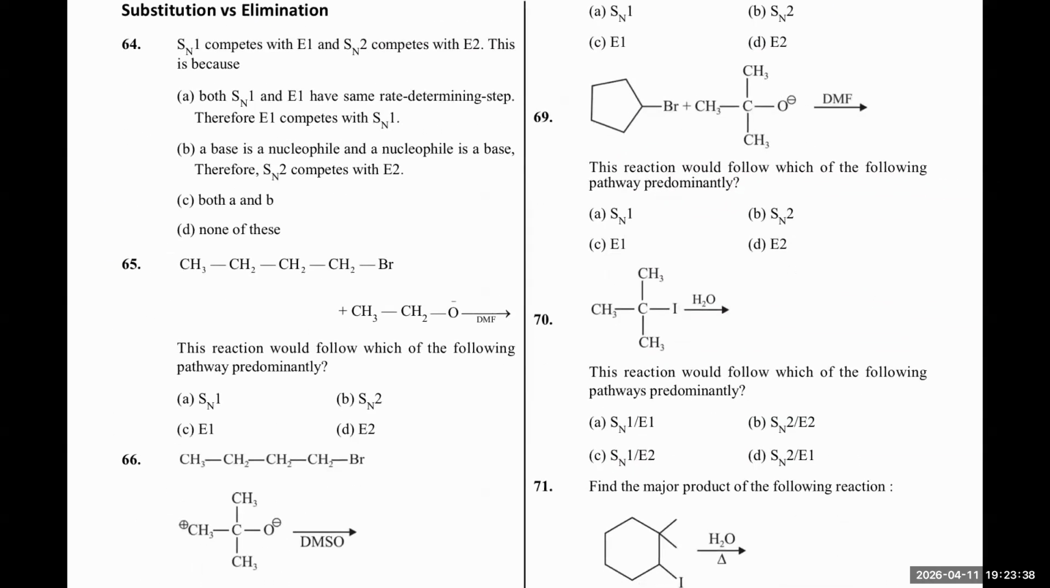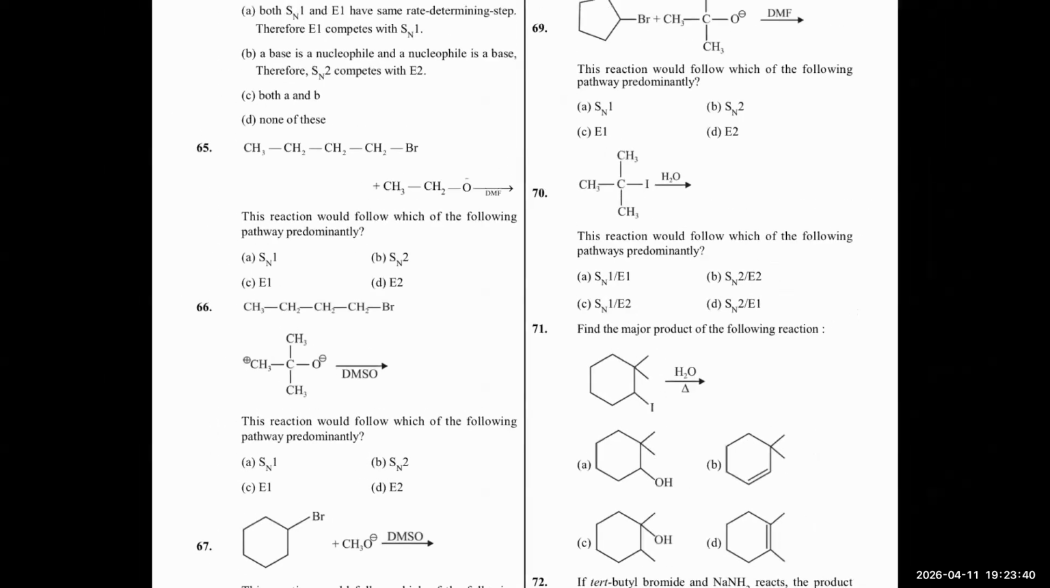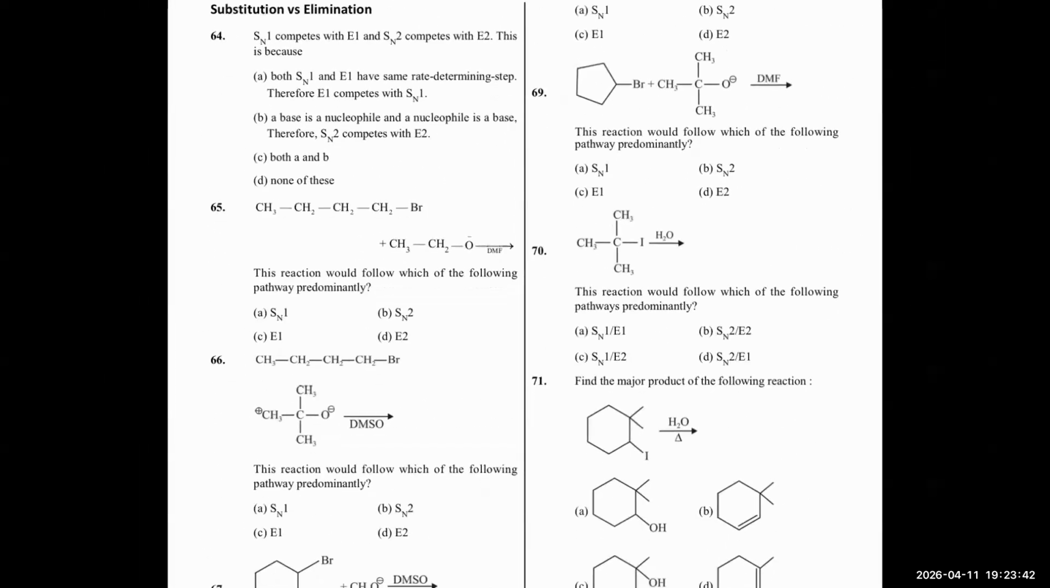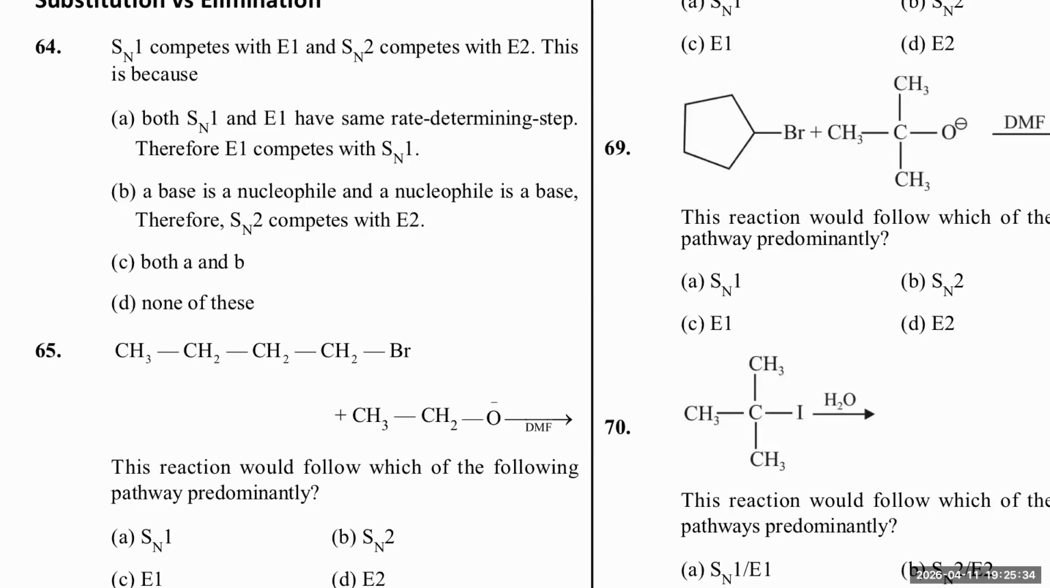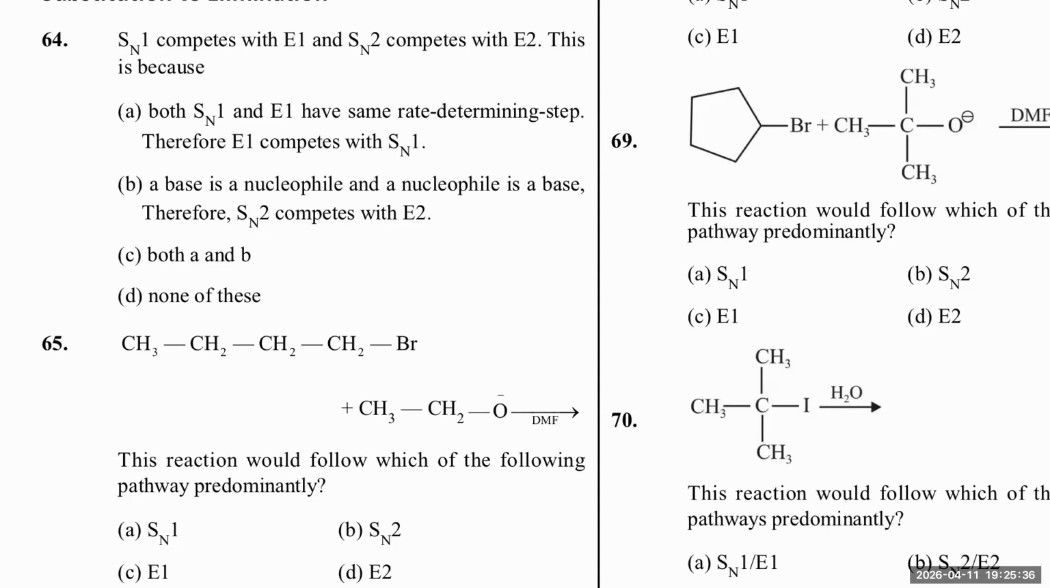Right. Now I want you to do these first three, SN versus E, substitution versus elimination. Everybody, 64 to 66, try it out. Equation 41: SN1 competes with E1. True. The only thing that changes, the differentiating part between them, is temperature.